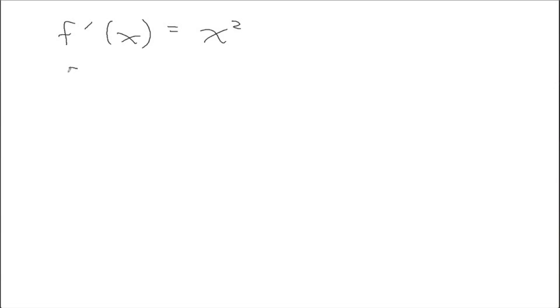All right, this one's harder. Okay. So if f prime of x equals x squared, then f of x must be, so the antiderivative of x squared would be 1/3 x cubed.